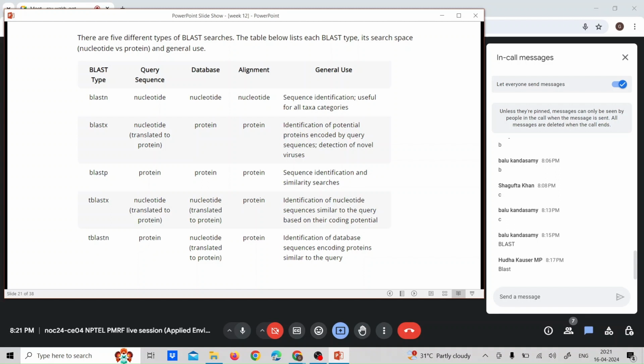In TBLASTN, you have a nucleotide database, but you input a protein sequence; the database is translated to protein, and against this subject your query is searched and you get the results. So these are the different types of BLAST. Knowing about these, based on their applications, is very important when you perform alignment for your samples.